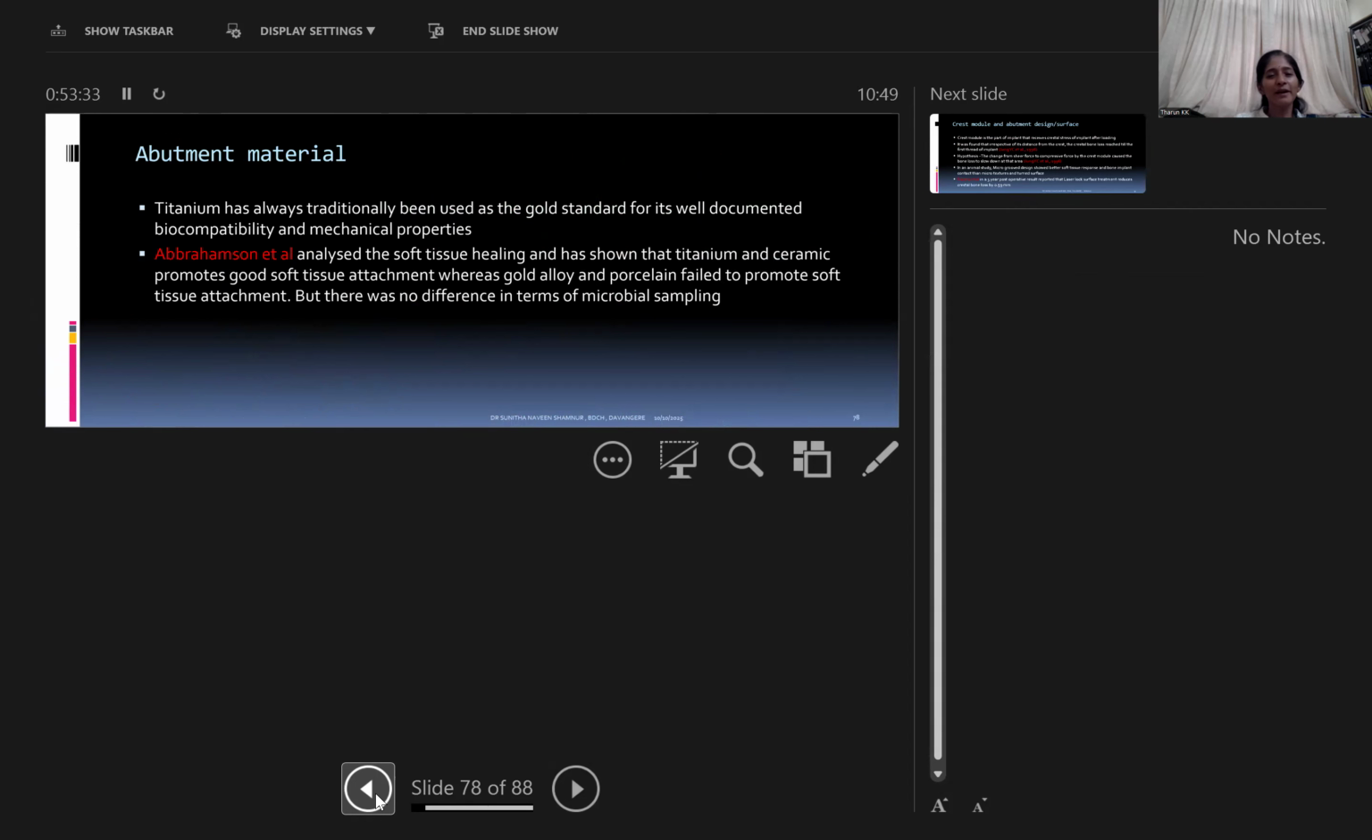Now, does the abutment really qualify? Yes, titanium has always been used as the gold standard for its well-documented biocompatibility and mechanical properties. Abrahamsson analyzed the soft tissue and said that titanium and ceramic abutments, even gold for that matter, promote good soft tissue attachment. Whereas the gold alloy and the porcelain fail to promote good soft tissue attachment. But microbiologically, they found no difference. Still, I think we are going ahead with titanium and, more recently, zirconia implant materials.